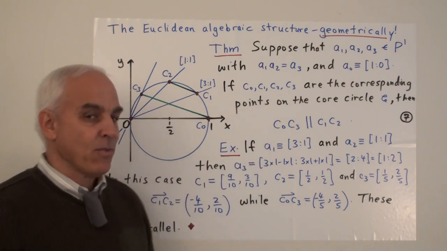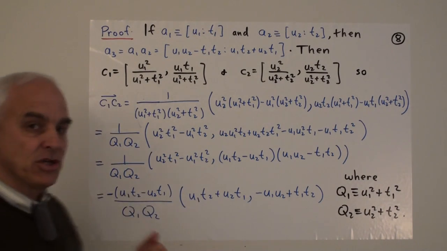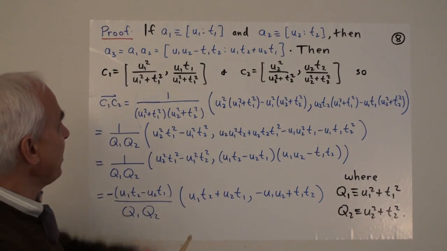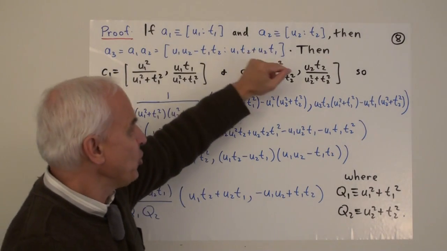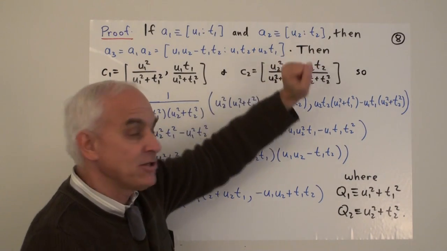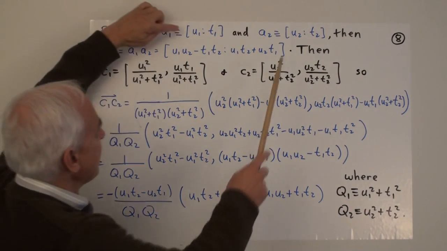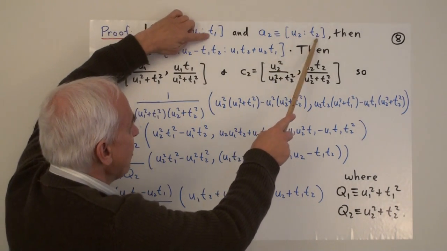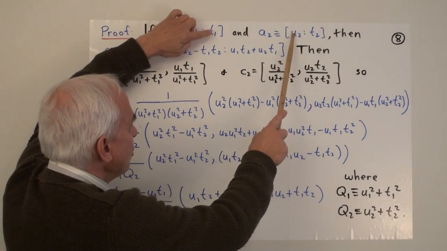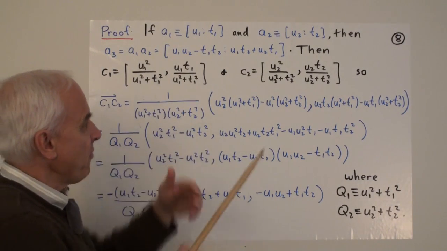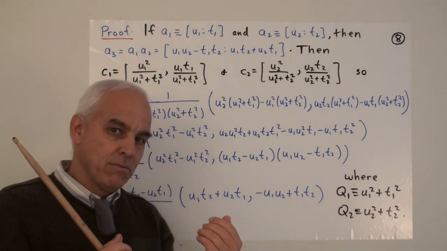So what's the proof? Why is it true? All right, so let's have a look at the proof. It's just a computation, introducing coordinates and doing the obvious thing. So we let A1 be the projective 1 point U1 to T1. We let A2 be the projective 1 point U2 to T2. And we remind ourselves that the product of these is obtained by taking U1 U2 minus T1 T2 to U1 T2 plus U2 T1. So a familiar complex number kind of multiplication applied to projective 1 points.